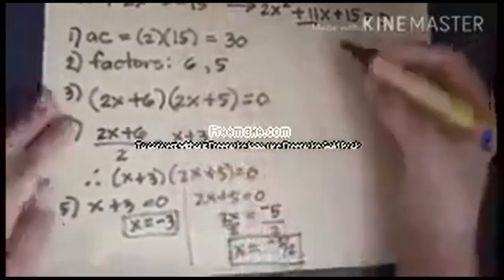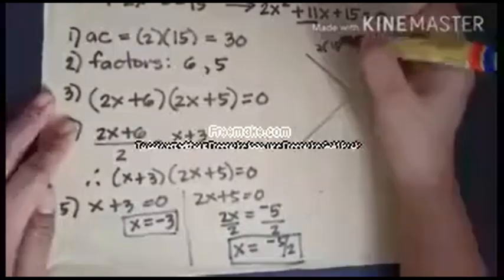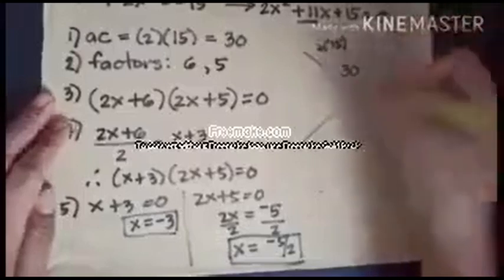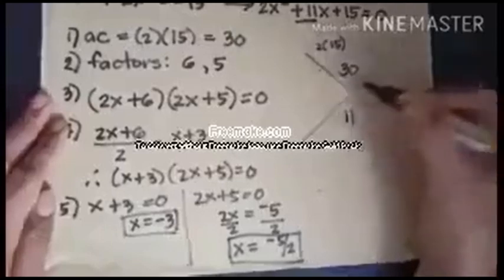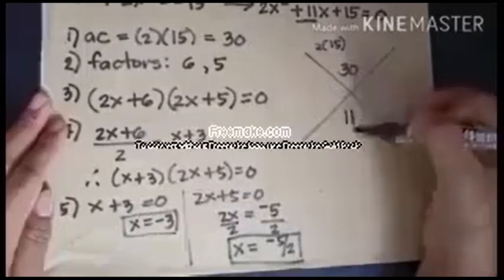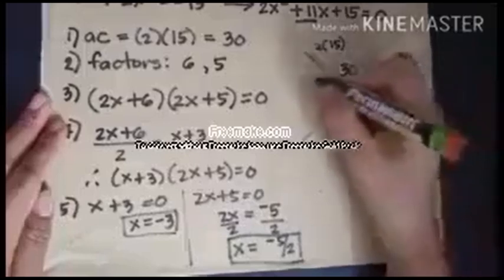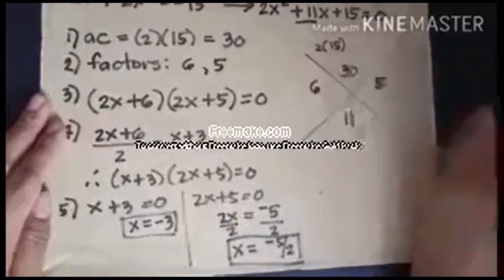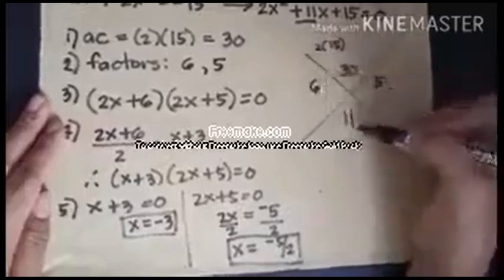Subukan natin gamitin sa x method. So, dito yung factors or product ng A and C. So, we have 30. Across it or below it is the value of B, which is 11. Sa left and right side ng x are the factors of 30 that would give us a sum of 11. And what numbers would it be? That would be 6 and 5. 6 times 5 is 30. 6 plus 5 is 11.